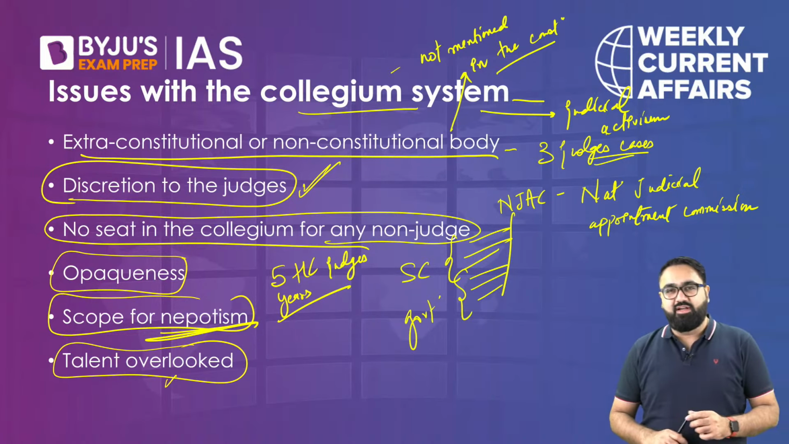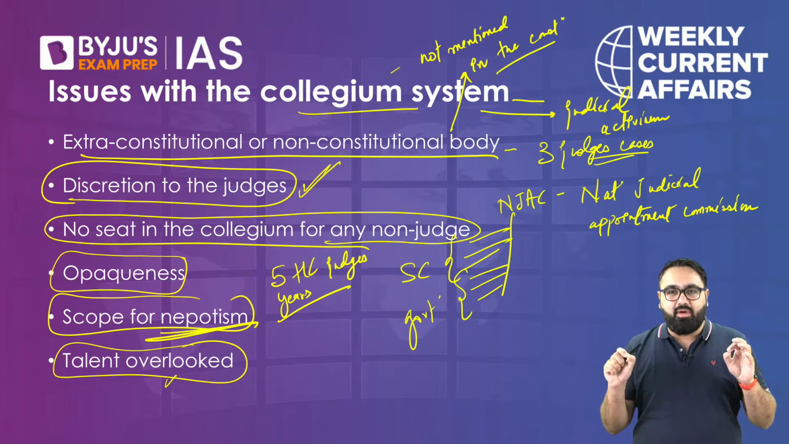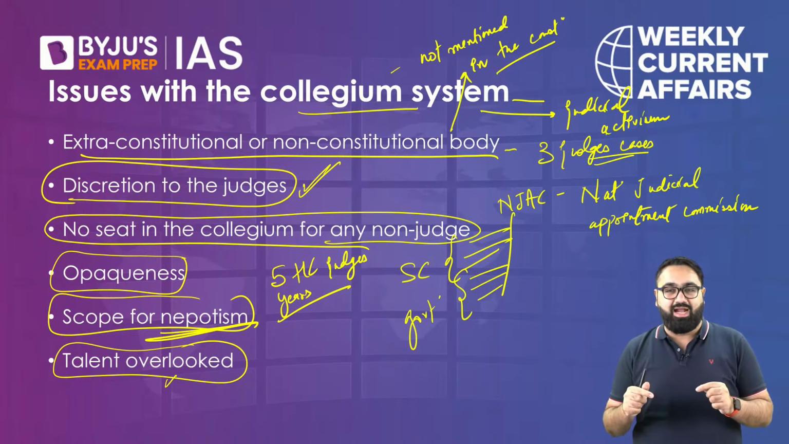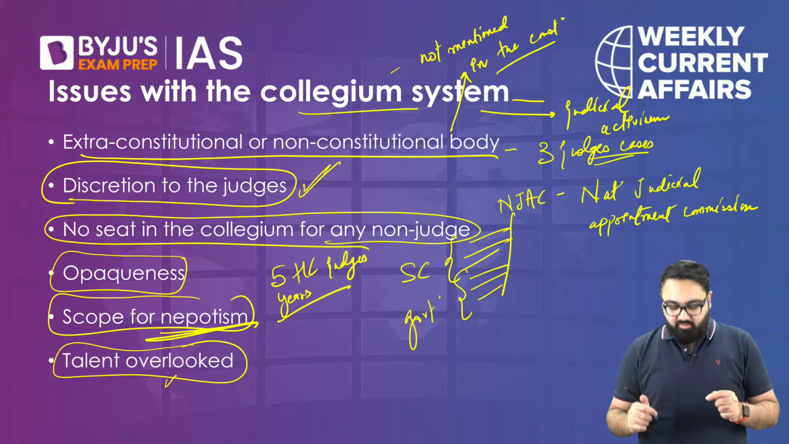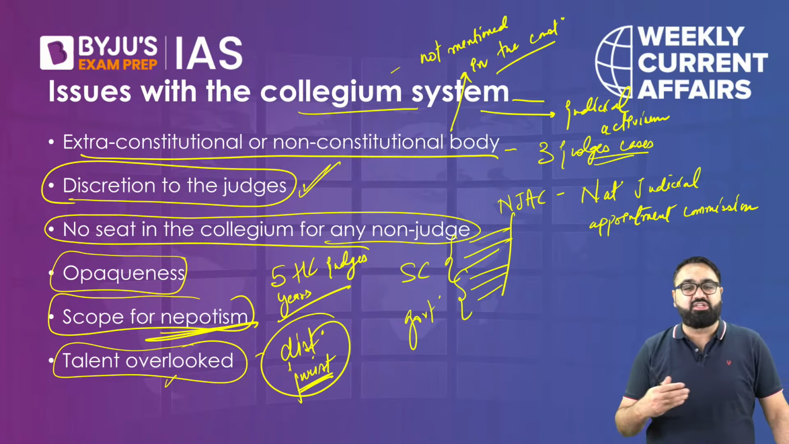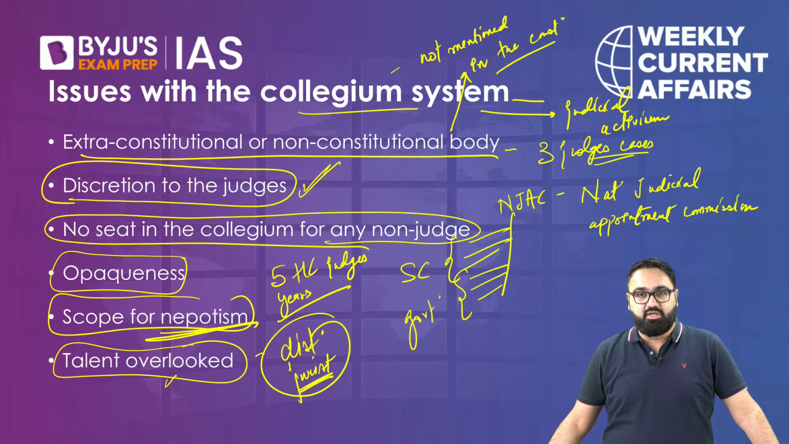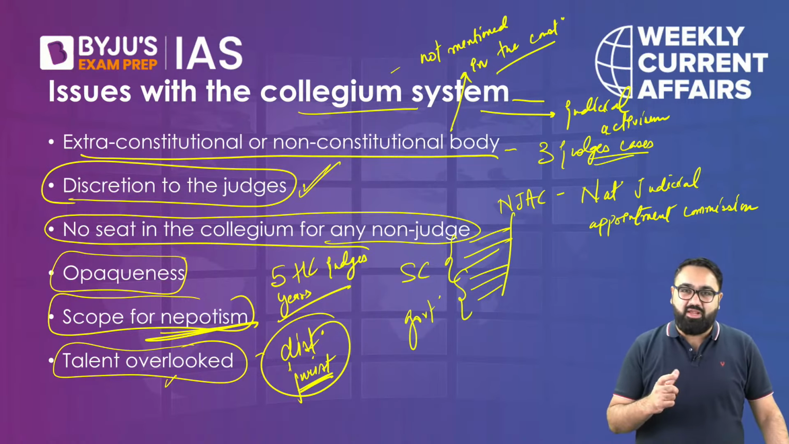Also, as we discussed earlier, the Collegium has never chosen a person from the third category of eligibility criteria. What was the third category? The person should be a distinguished jurist. So no one from the third category of a distinguished jurist has ever been appointed in the Supreme Court as a judge. So a lot of talent is being overlooked.